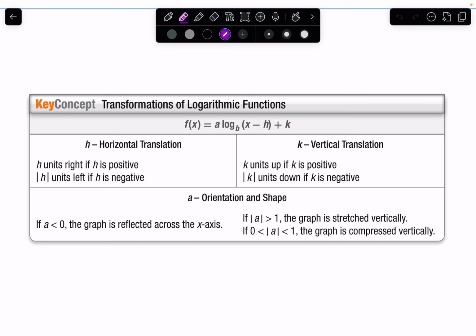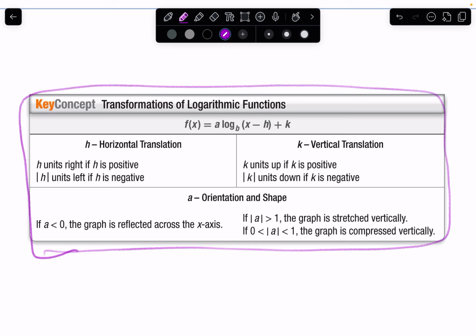So this chart, if you don't know what all of the letters in your function do, is something that you need to familiarize yourself with. Your function, or kind of your starting equation, looks like this: a log b, and then in parentheses x minus h, and then plus k.